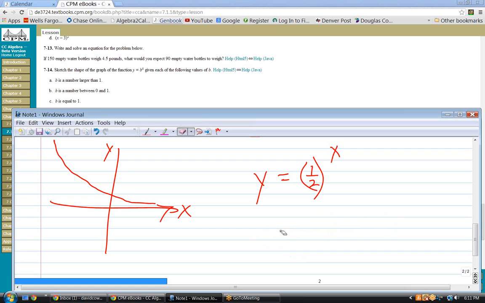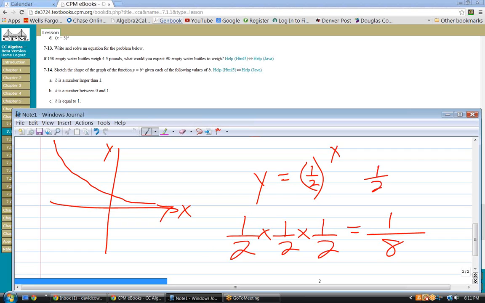How did you get 1/8 though? Well, if you do 1/2 times 1/2 times 1/2, when you're multiplying fractions, you just multiply tops and bottoms. So 1 times 1 times 1 is 1. 2 times 2 times 2 is 8. Oh, okay. And I did it 3 times because I was doing 1/2 to the 3rd power. In other words, when x was equal to 3, y was equal to 1/8.